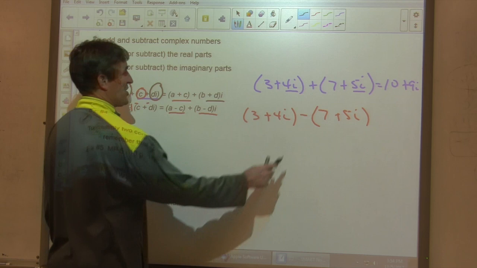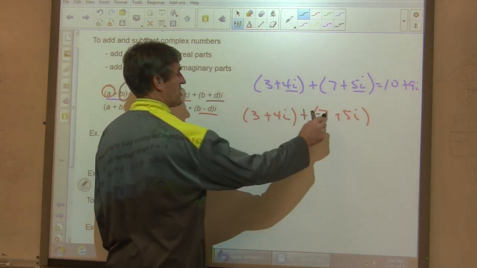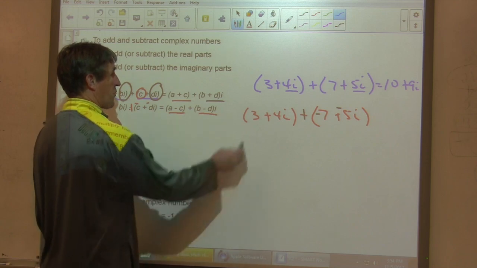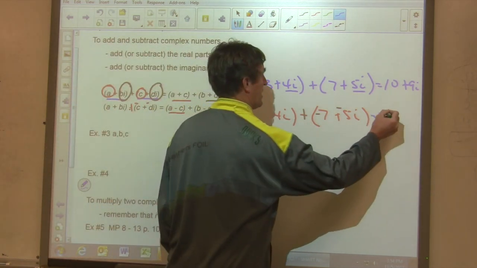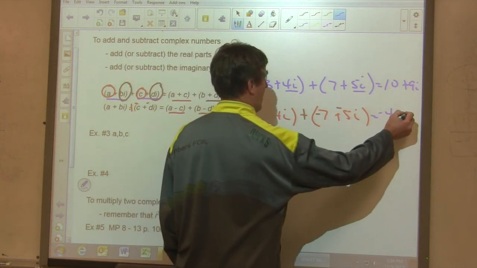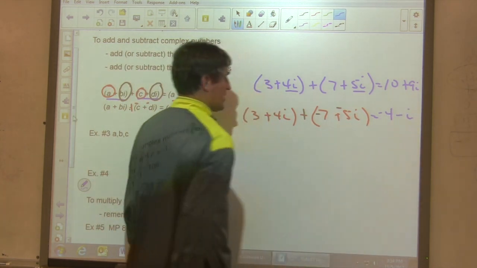So again, my suggestion is change the subtraction to addition, and then you're just adding like you did before. So 3 plus a negative 7 equals negative 4, and 4i plus a negative 5i would be a negative 1i, or just negative i.